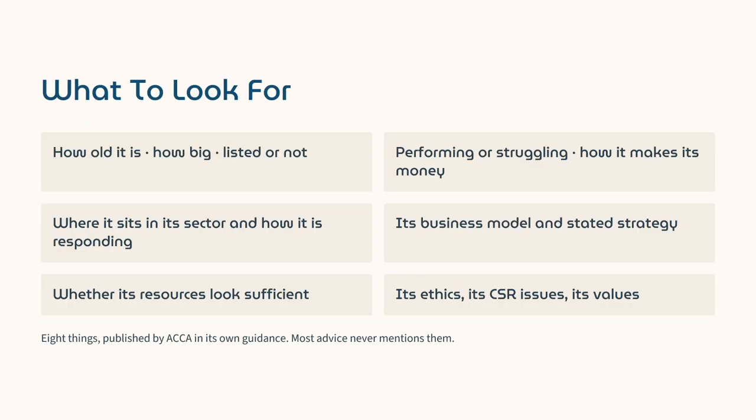So what to look for? The ACCA actually gives you a useful list here, and it has 8 things. How old is the business? How big is it? Is it listed? How is it performing? How does it make its money? Where does it sit in the sector? What's its strategy? Are its resources enough? And what about its ethics, CSR, and values? I'm deliberately not turning that into another framework. It's just a checklist of what you should understand. And because there are 8 of them, you can actually finish in the time frame.